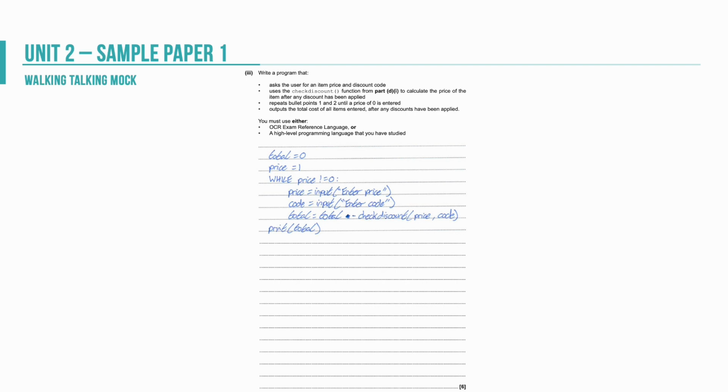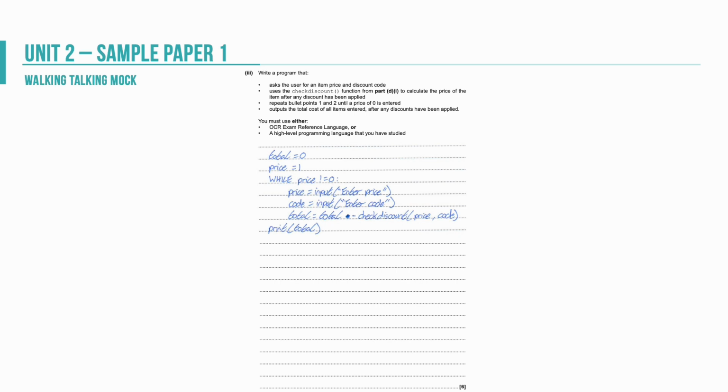Set total to 0 and set price to 1. While price doesn't equal 0. So I've set price to 1 so that I enter my while loop the first time round. It said in one of the bullet points there, repeat while price doesn't equal 0. So we know we're going to need a while loop. Price equals input, code equals input.